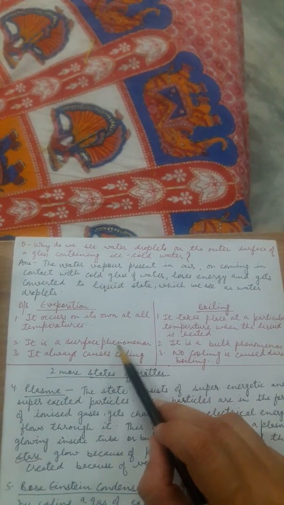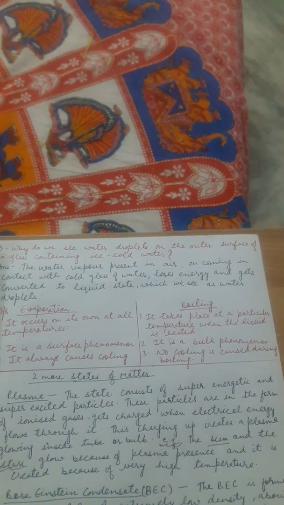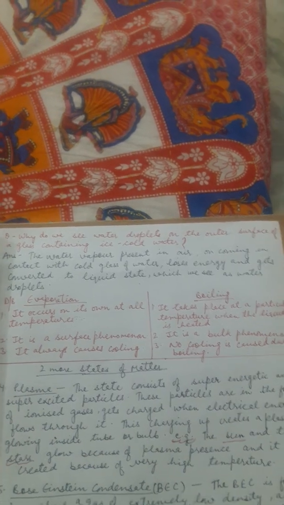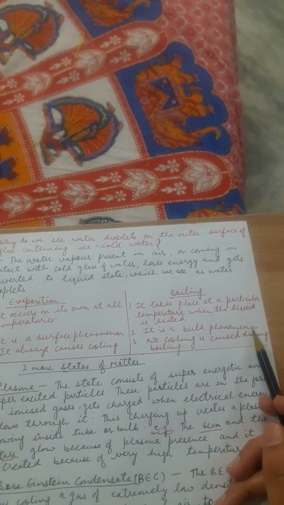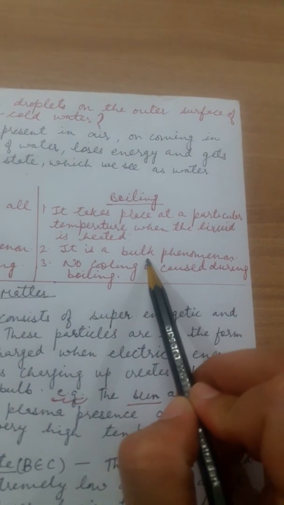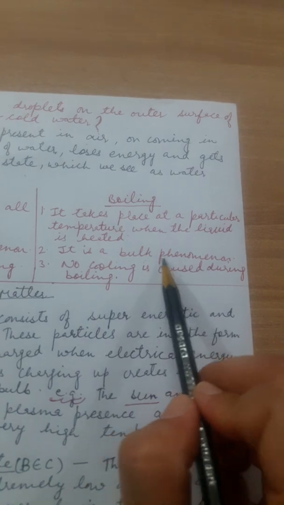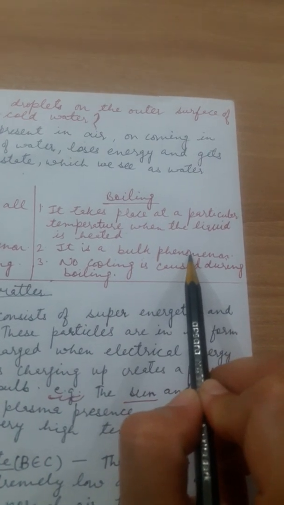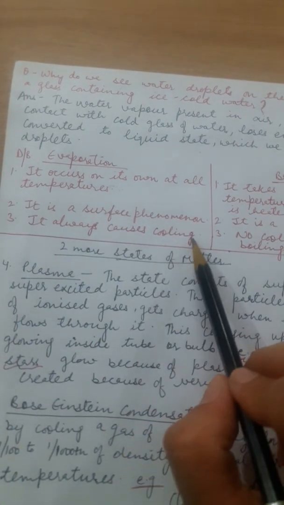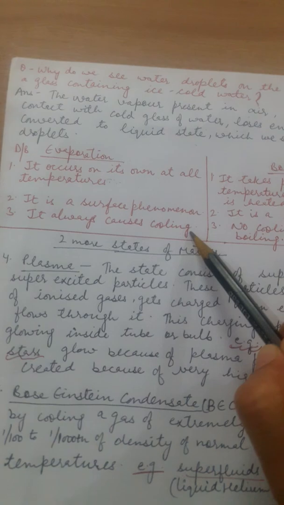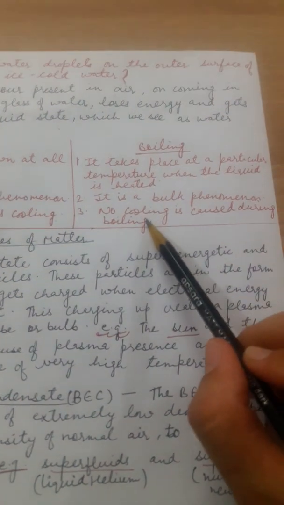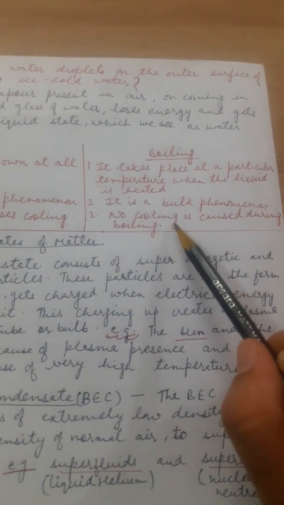Surface phenomenon means the larger the surface, the more evaporation will take place. The smaller the surface, the more slowly the evaporation will occur. Boiling is a bulk phenomenon. Bulk phenomenon means every particle will be boiled. Next, evaporation always causes cooling, because it takes away the heat, so we feel cooled. But in boiling, no cooling is caused.